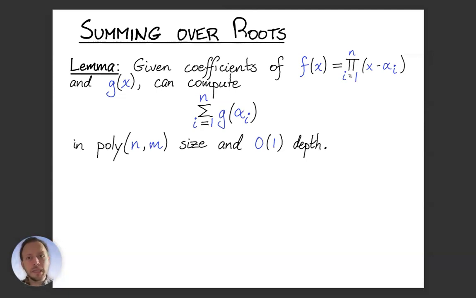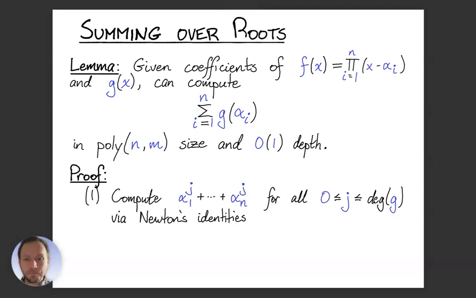So it's not immediately clear that you can do this, but as it turns out, you can compute this sum in polynomial size and in constant depth. And here's how you do this. It's a two-line algorithm. First, remember the coefficients of f are the elementary symmetric functions of these roots alpha 1 through alpha n. So using Newton's identities, we can actually compute the power sums of the alphas. Now, we still haven't learned what the alphas are, but we have their power sums.